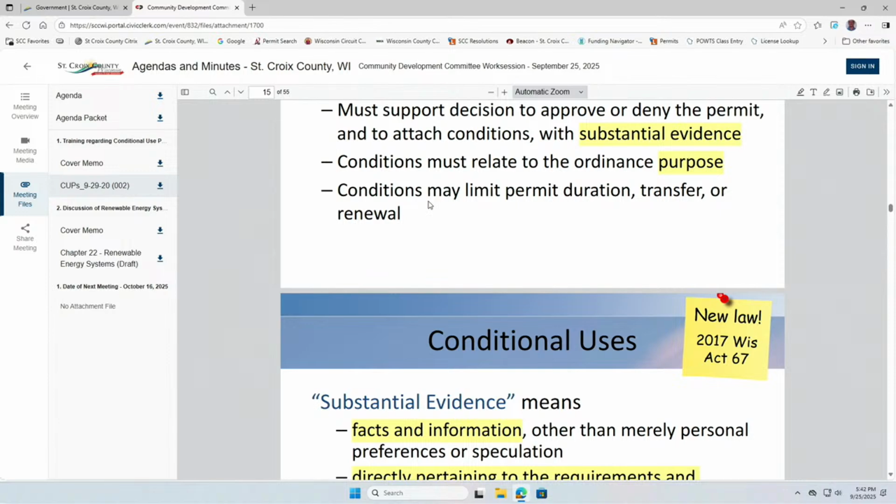Same thing with a variance, it makes sense to have a variance to build a shed 2 feet closer to the property line than what is normally allowed, and then say it's only good for 5 years, because the shed's going to be there for probably more than 5 years.